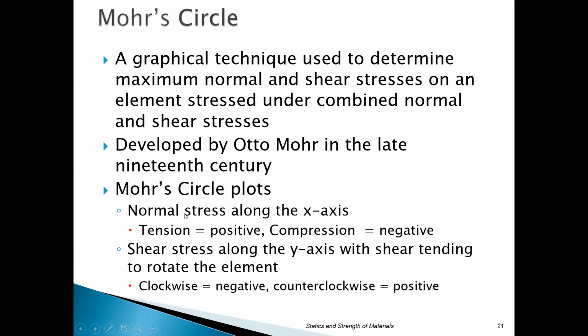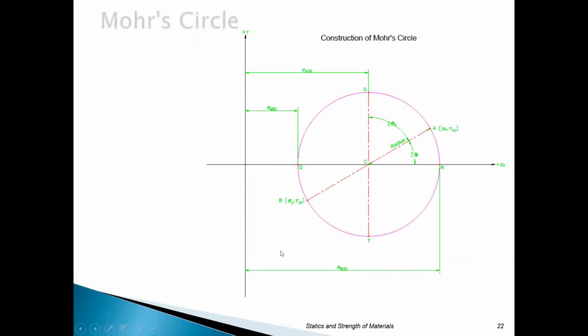So when it says normal stresses are along the x-axis, that means your normal stress solutions are along the x-axis, and your shear is going to be along the y-axis. So here's a diagram, and I have this diagram out there for you. You can print this diagram out. It's a PDF file, so you might want to, because it's kind of hard to see what I've got going on here. But this is the development of Mohr's circle, and there are some critical points here.